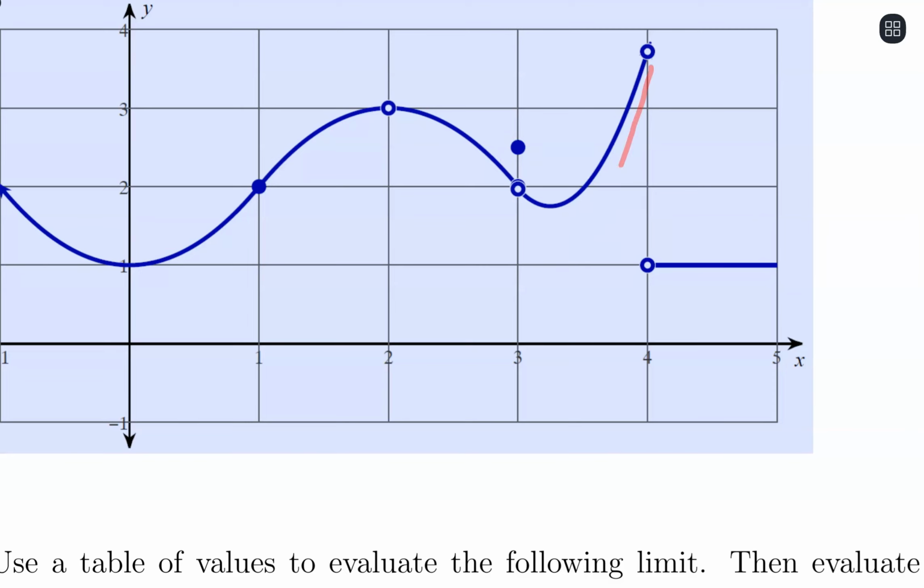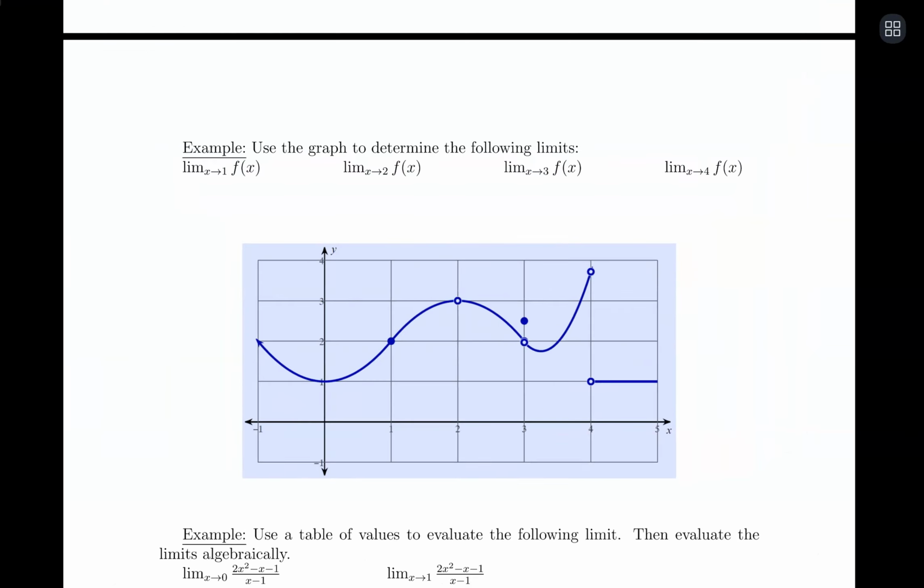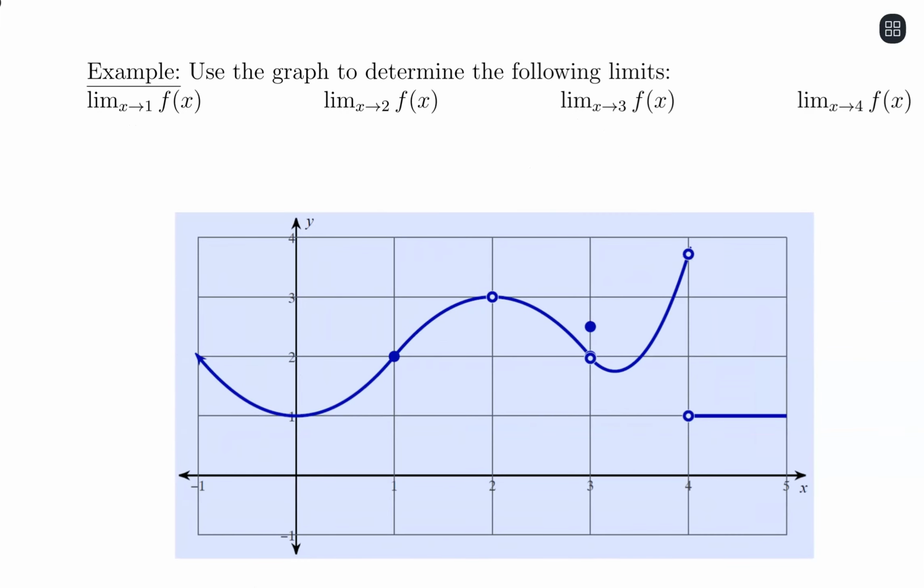And then what we have is we go up to a hole up at 4, 3.5. And then we have this jump. So then there's a hole at 4, 1. So we have this jump here that usually comes from our piecewise functions. And then we just have a constant function of y equals 1 as we go to the right there. So let's talk about evaluating these different limits.